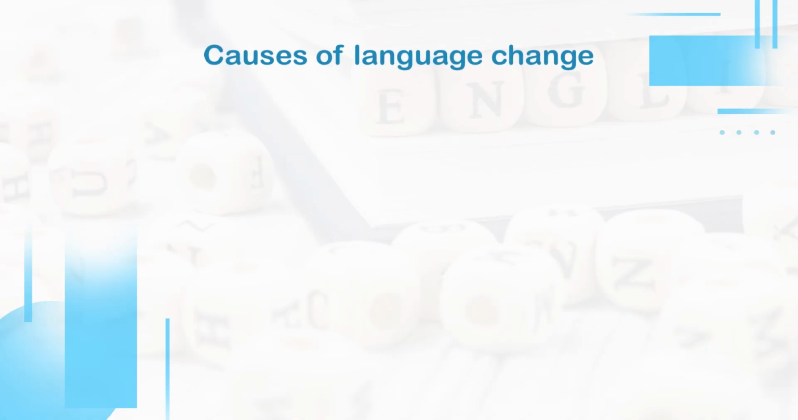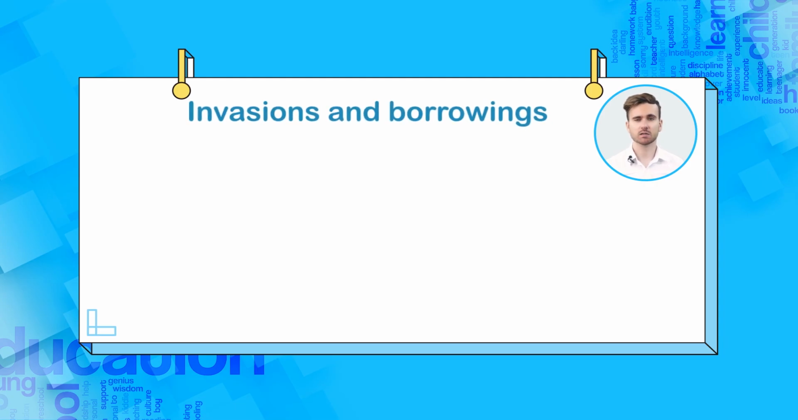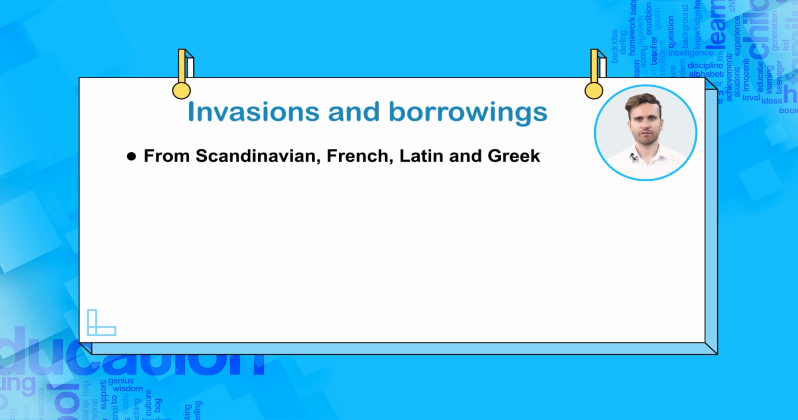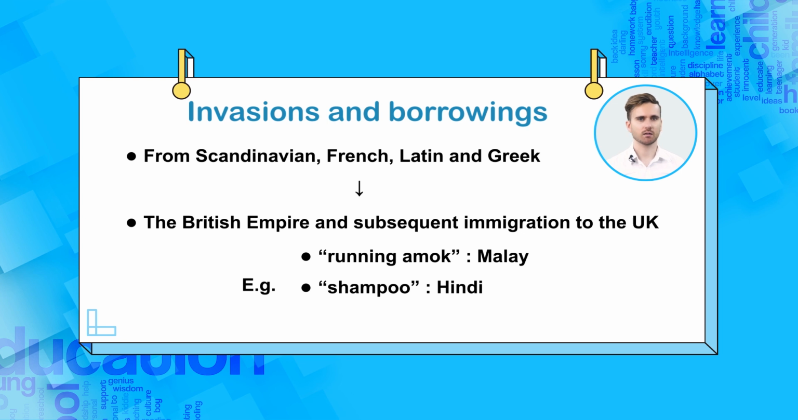Firstly, present-day English is essentially a mixture of several languages due to invasions and borrowings, usually as a result of trade and cultural links. In the earlier periods, this was from Scandinavian, French, Latin, and Greek. And later, this was due to the expansion of the British Empire and subsequent immigration to the UK. For example, the phrase running amok came from Malay, shampoo came from Hindi, and wok came from Cantonese.